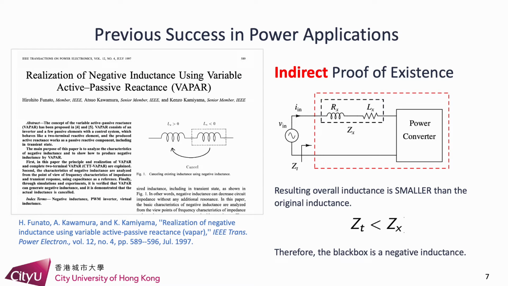The closest application we can identify for power electronics applications is a paper published in 1997 by Funato, Kawamura, and Kamiyama, but their work was an indirect proof of existence. That means there was no actual negative inductance device produced per se, and the validation was based on a much bigger inductance, which appears to have a smaller value of inductance, and therefore the method indirectly produces an equivalent negative inductance. While this makes sense, we understand that standalone negative inductance has not yet been created.